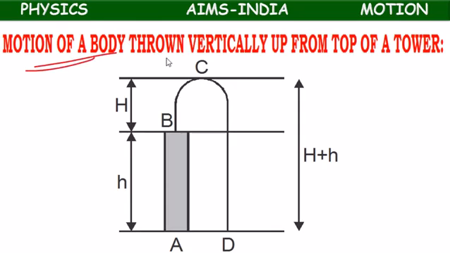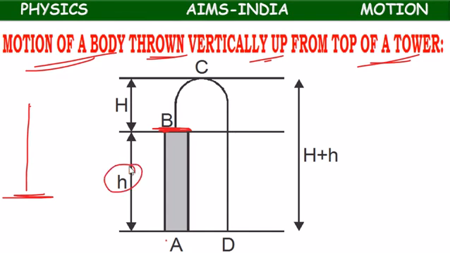Now, motion of a body thrown vertically up from the top of a tower. Until now we were throwing it from the ground, but now we throw it from the top of a tower. AB is the tower height, which is equal to small h. From there we have thrown it up, and it went up to C. This B to C height is capital H. From C it is falling downwards up to D. This C to D is capital H plus small h. Actually, this is a straight line, children, B to C.